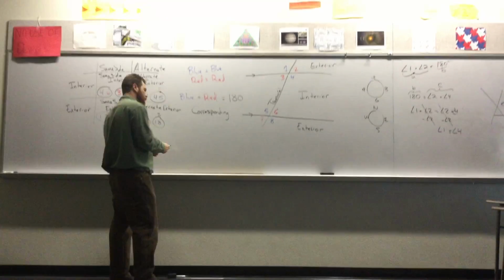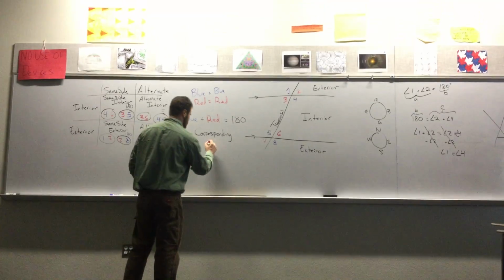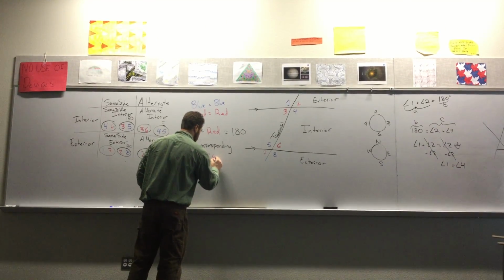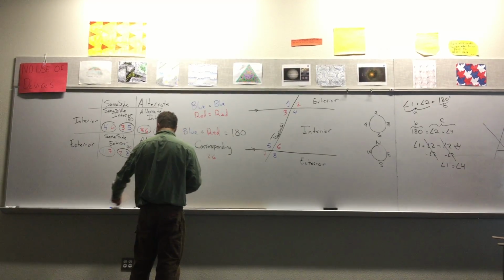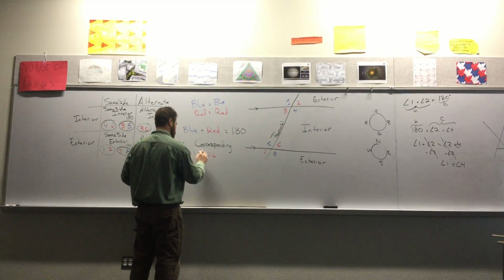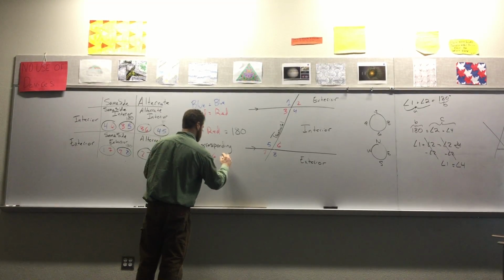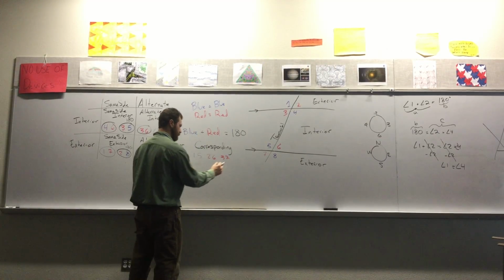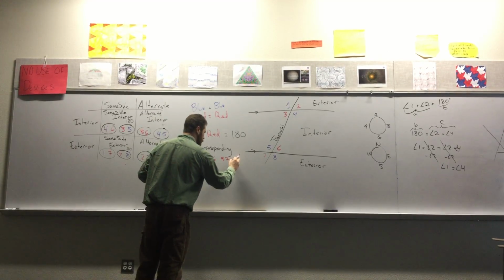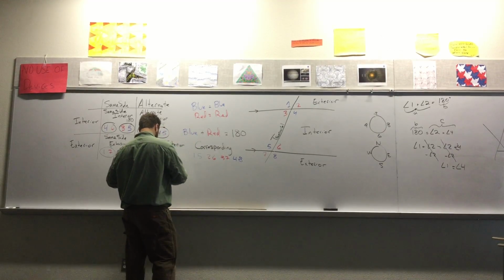So what are all of my corresponding angles? I already gave you 2 and 6. What's the other red one? 1 and 5. Oh, 1 and 5 is another corresponding pair. 3 and 7. And 4 and 8. So what do you know about corresponding angles? They're equal. They're all equal.